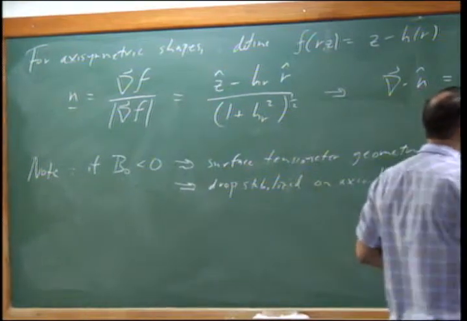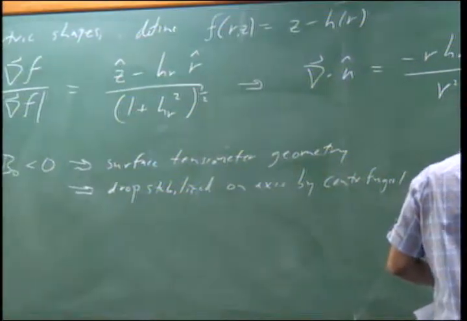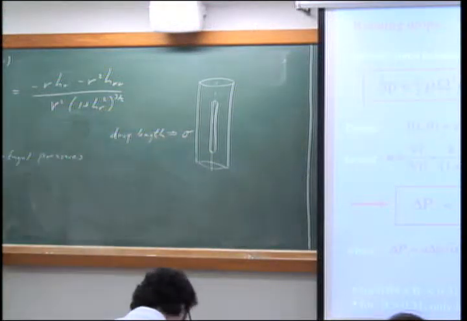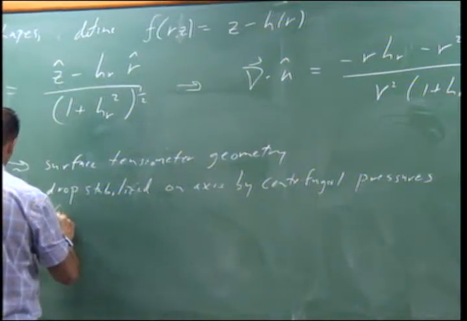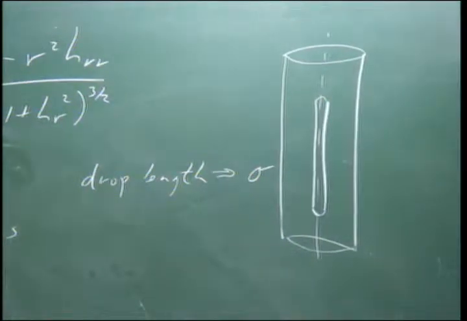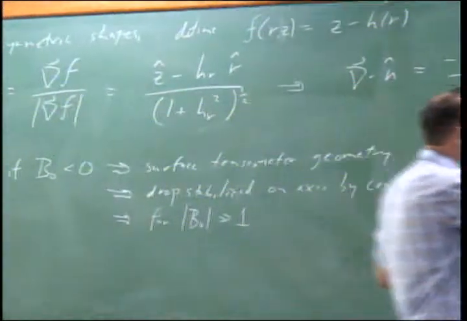And again, so drop length can be used to get sigma. We'll actually solve that in a moment. And it's particularly useful. So for very high rotation rates, this goes into a cylinder with spherical caps.